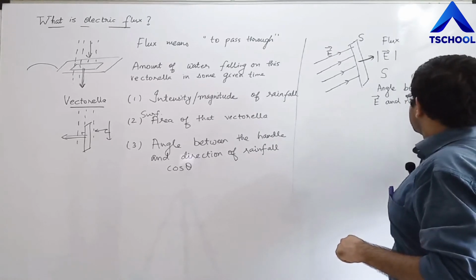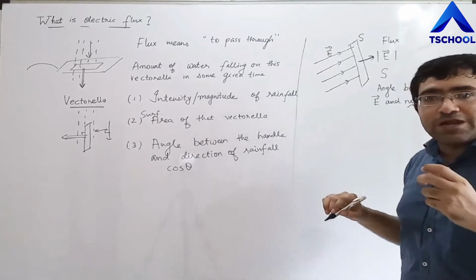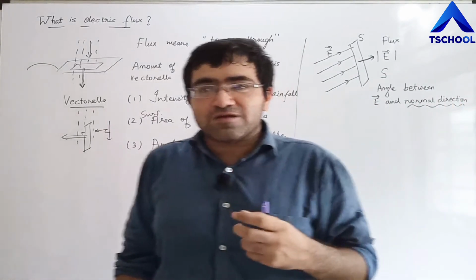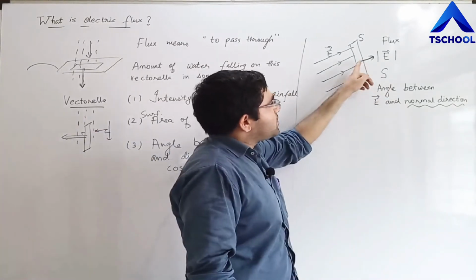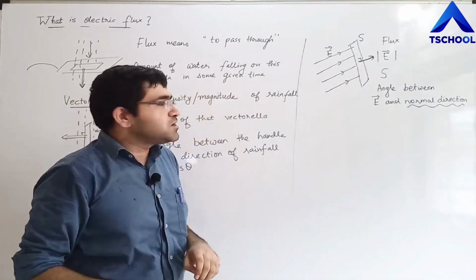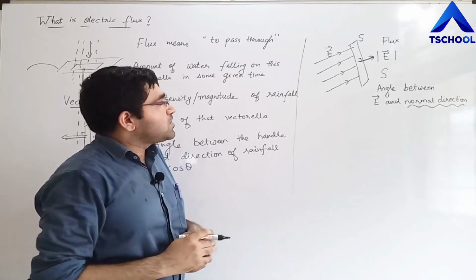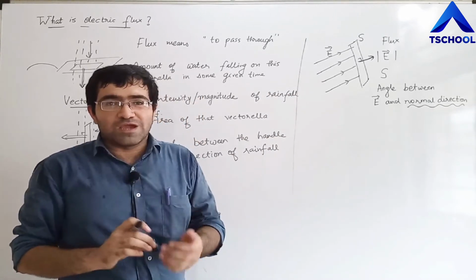I hope you are not confused about this terminology. Normal, that is perpendicular, right? So this is the angle between the electric field and the normal direction. Normal to what? Normal to the surface, right? Okay, so it depends on these three things. Now, how do we formalize it? How do we write it in the form of an equation?